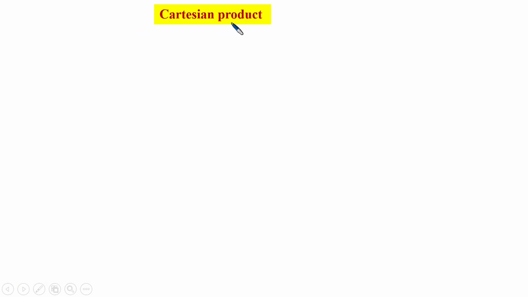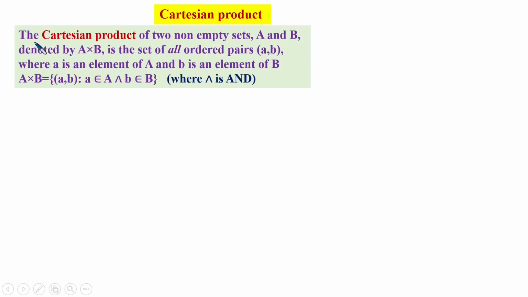Okay, now we will introduce the Cartesian product. So what is the Cartesian product? The Cartesian product of two non-empty sets A and B, denoted by A cross B, is how you denote the Cartesian product. It is a set of all ordered pairs (a, b) where a is an element of A and b belongs to B, b is an element of B.